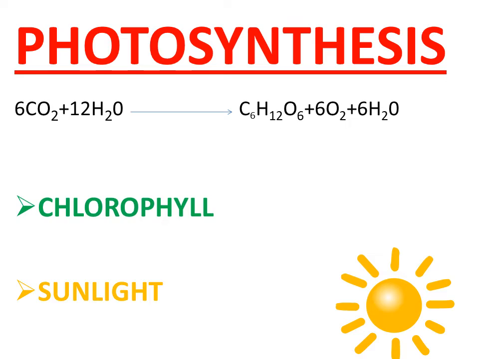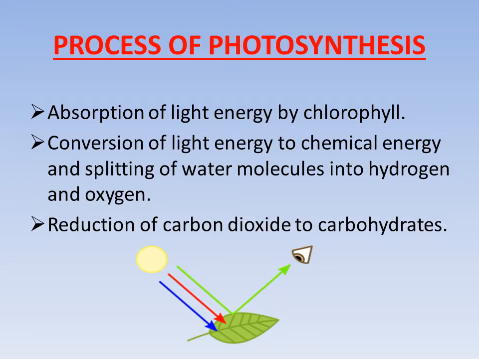So in this process, the two important terms are chlorophyll and sunlight for photosynthesis. Now let's discuss how this process occurs. The process is very simple. First is the absorption of light energy by chlorophyll.